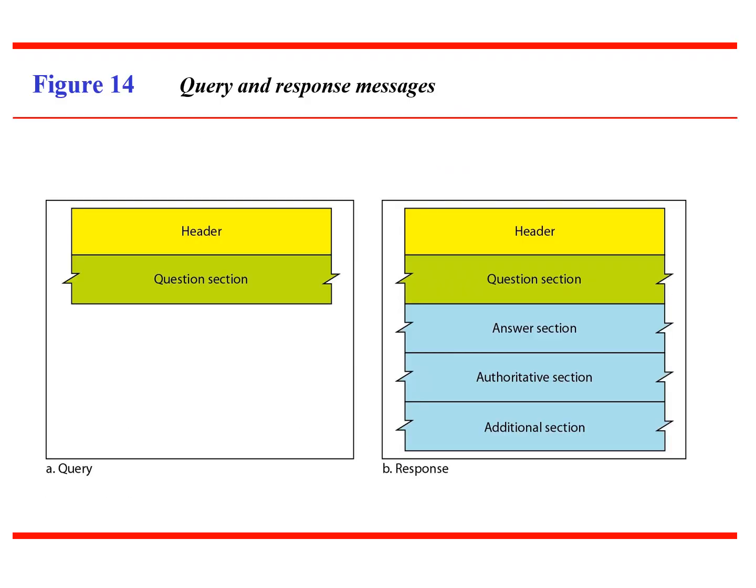So this is the diagrammatic representation of your query and response message. In a query message, we basically have a header, followed by the question section. Then in the response message, we have the header followed by the question section. Then we have the answer, authoritative section, then additional section. The authoritative section is nothing but which server is responding. So that information will be specified in the authoritative section. So this is the message format.